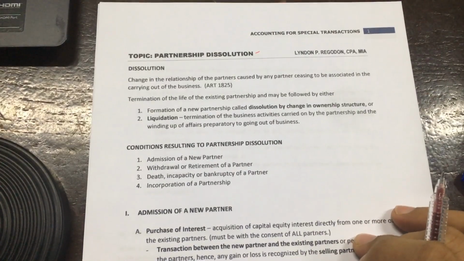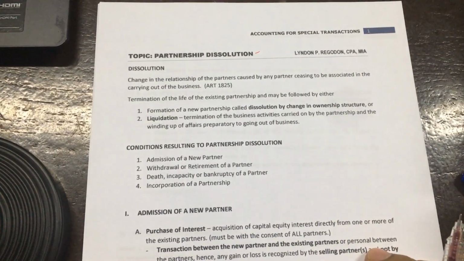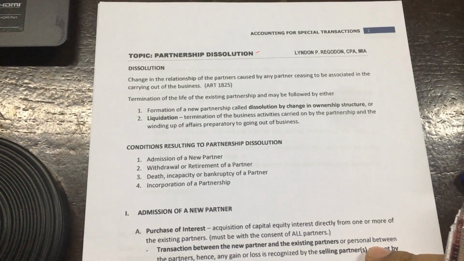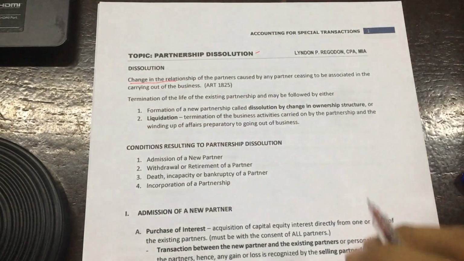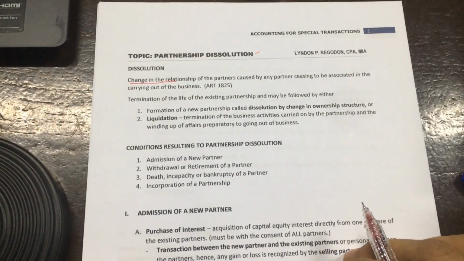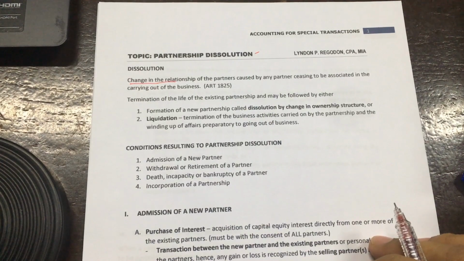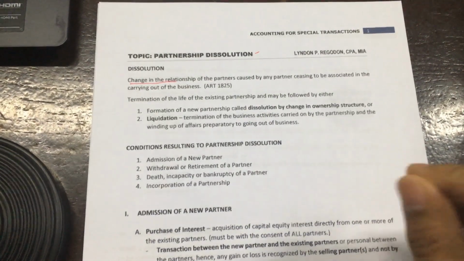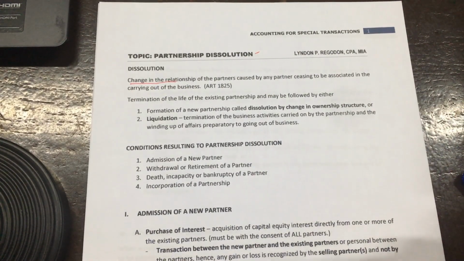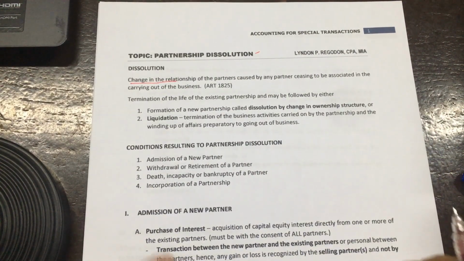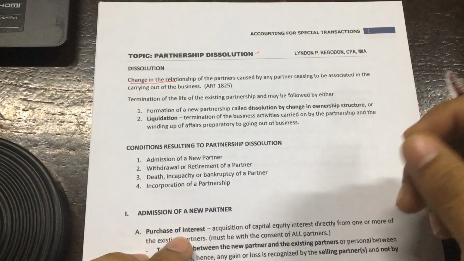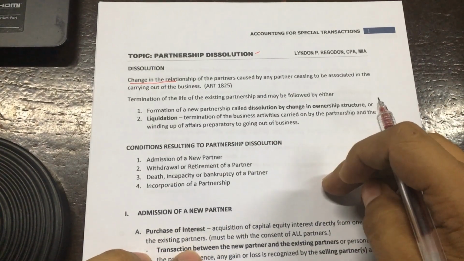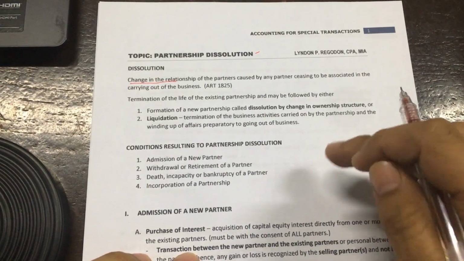So let's get started. According to Article 1825, dissolution is the change in the relationship of the partners caused by any partner ceasing to be associated in the carrying out of the business. So the keyword is change in the relationship. Paano ba nagbabago yung relationship ng mga partners? Later, I will discuss the reasons why there is a change in relationship between the partners.